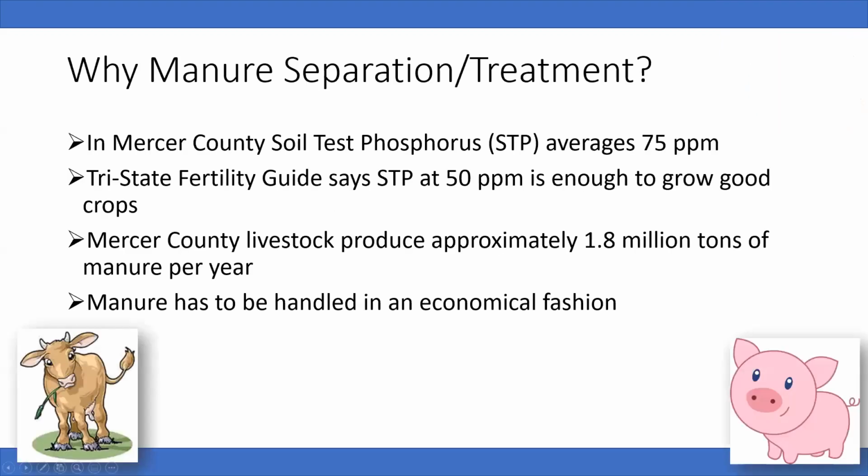So I guess why are we talking about manure separation and treatment? Mercer County, if you're not familiar, has a lot of livestock, mostly small to medium-sized farms. And then a lot of our larger farms are actually poultry manure, where the poultry manure is brokered and well distributed across the state and Indiana as well. So we also have high soil test phosphorus on average across the county. That's obviously not every place, but that's a total average.